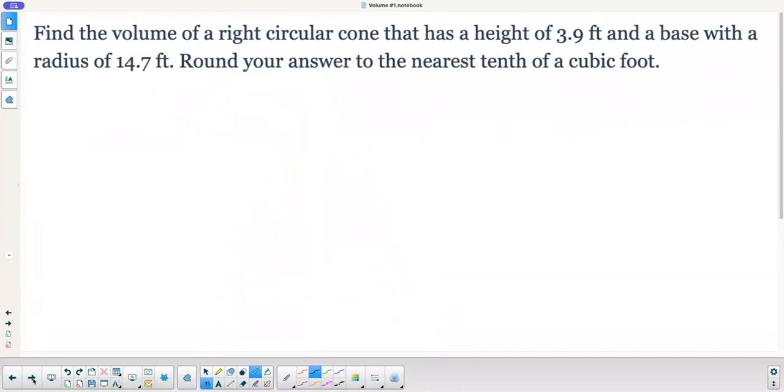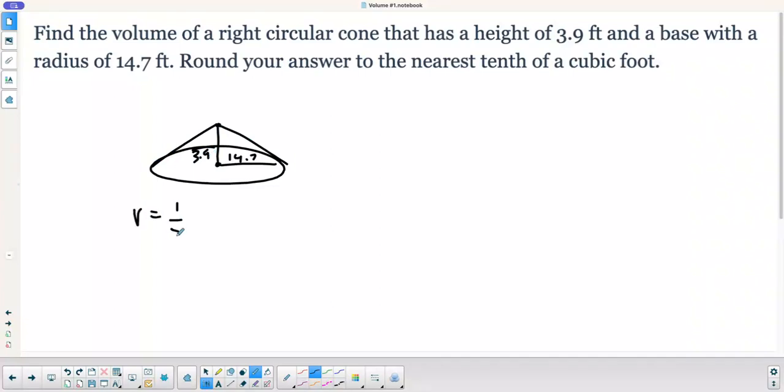All right, here's another one, this time no picture. So here's my circle on the bottom, has a radius of 14.7. And then my height is much smaller, so I'm not going to take it up real high. I'm just going to keep it kind of low here. It doesn't really matter, your picture, as long as you have everything in the right spot. So this is 3.9. So volume equals 1/3 pi 14.7 squared, 3.9. This one tells me to round.